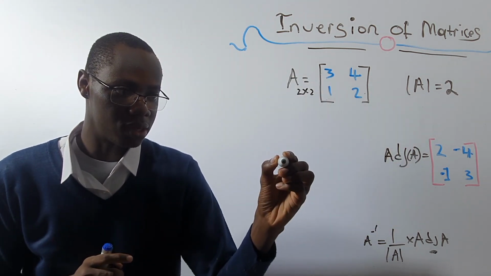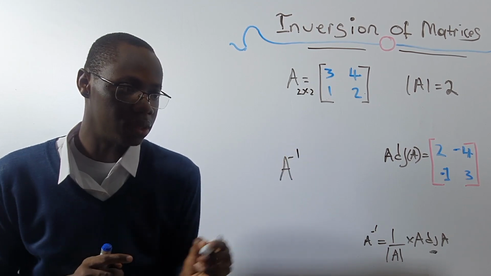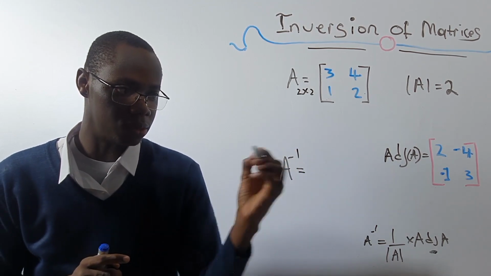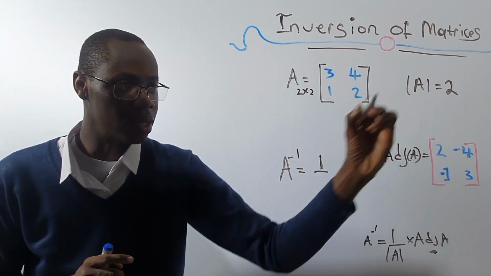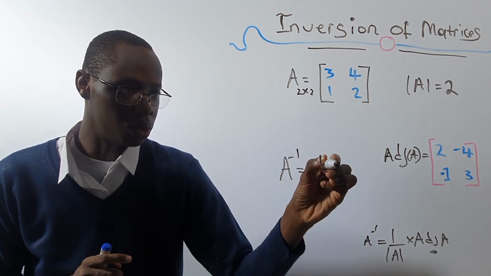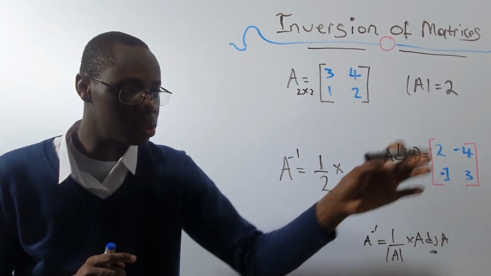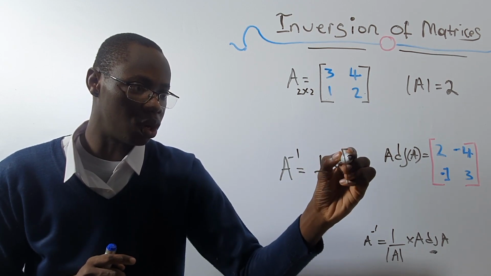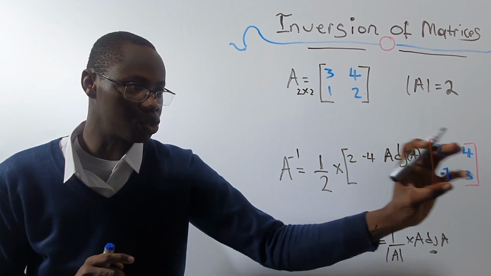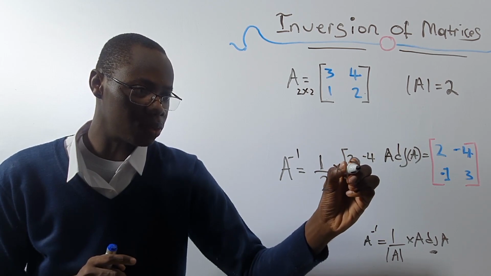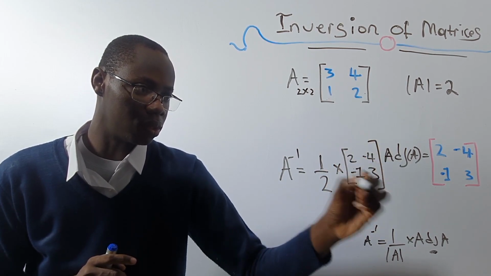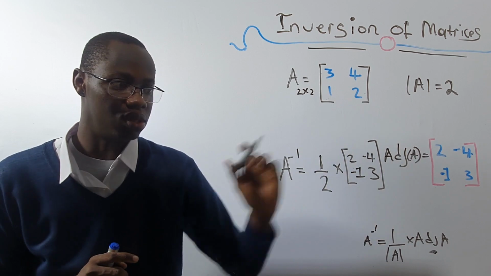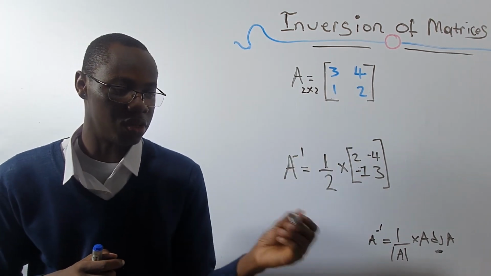Now the inverse, as you can see very clearly, will just be what? 1 over this guy, which is 2, multiplied by the adjoint. This is the adjoint, so just multiply it like this. So we'll have 2, minus 4, just copying this here, minus 1, 3, like this. I can go ahead and just delete this part. That's our answer, very simple.